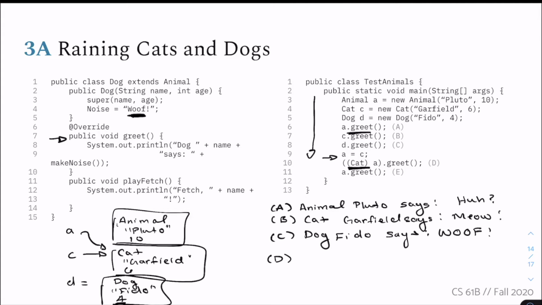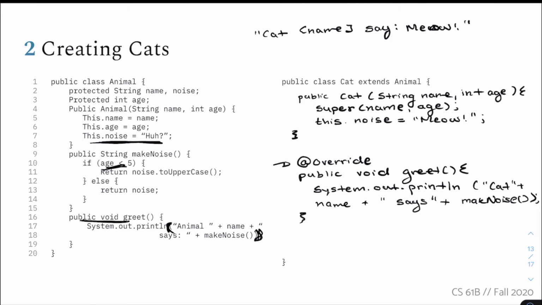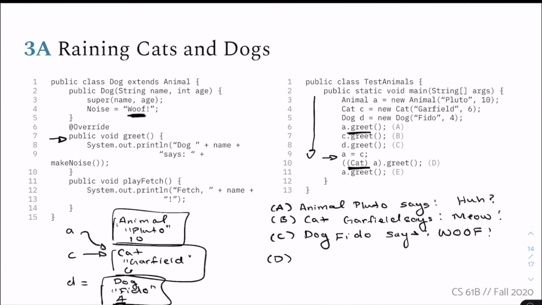So it checks to make sure that there is, in fact, a greet function in cat, which, surprise, surprise, there is. And so when we go to actually do it, we do cat Garfield again says meow. That's pretty straightforward. Now what's going on in E?